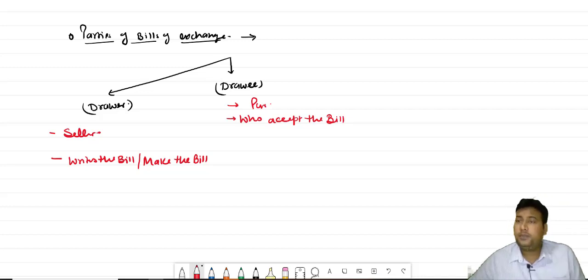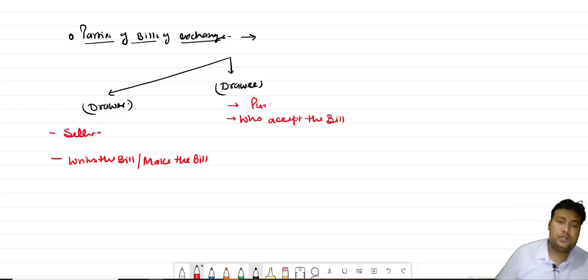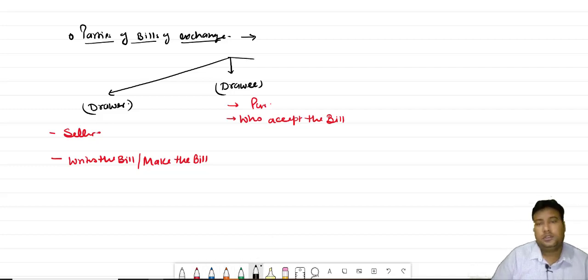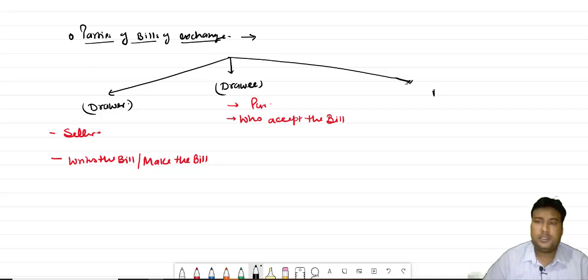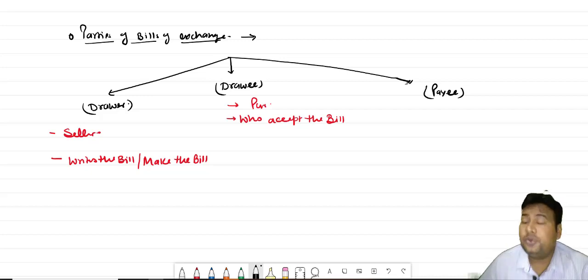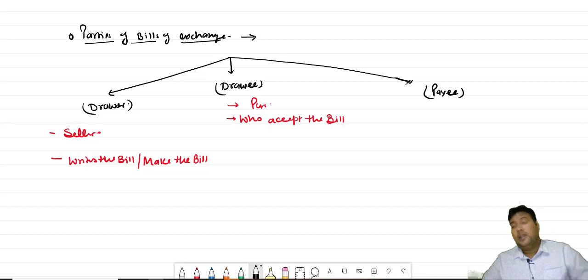Okay, bacha? The drawer is a person who sold the goods and the drawee is a person who purchased the goods. The drawer writes the bill, makes the bill, and the drawee accepts the bill. And a third party is also there, and this person is known as the payee.